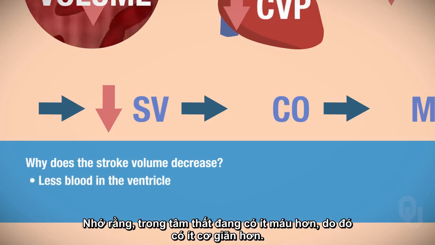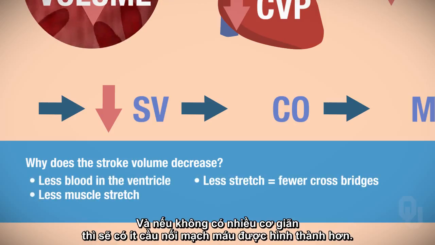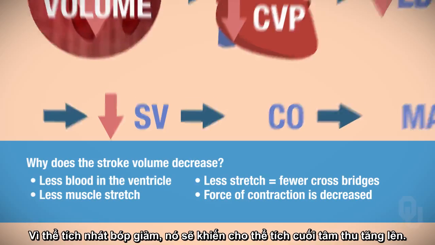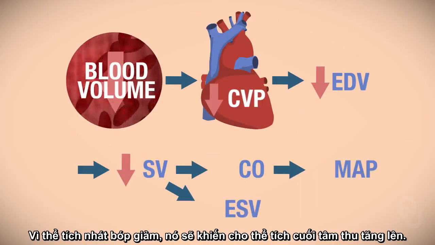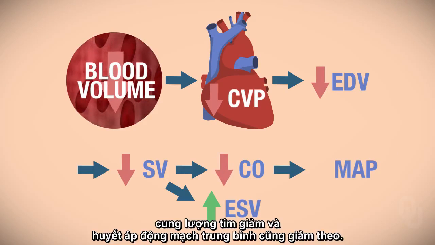Remember, there's less blood in the ventricle, so less muscle stretch, and if there's not as much stretch, there are fewer cross bridges forming, which decreases the force of contraction and therefore decreases stroke volume. Since stroke volume is decreased, this will cause the end systolic volume to increase. And if stroke volume goes down, cardiac output decreases and MAP decreases as well.